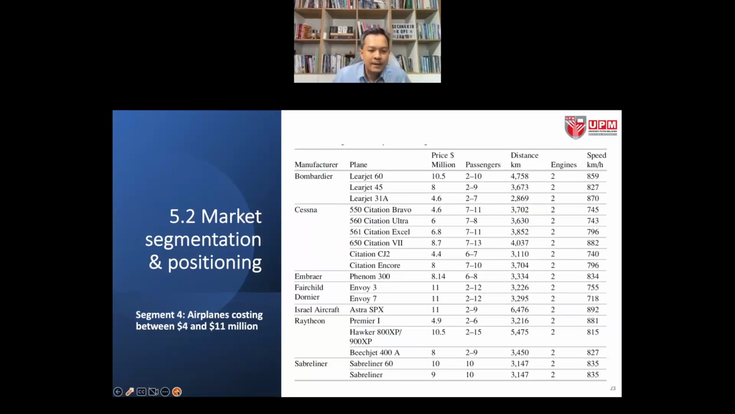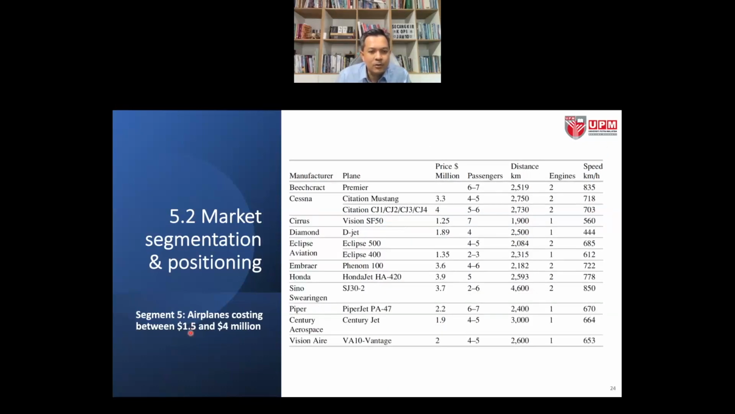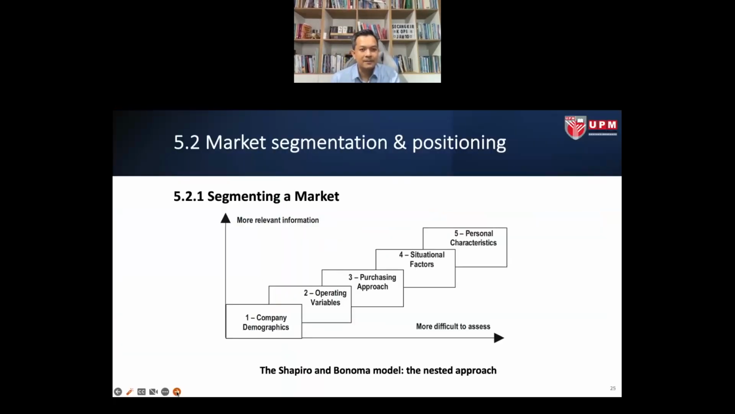All right. And then we have segment 4, airplanes that cost around 4 to 11 million. Okay, so you can see more smaller aircraft, right? And finally, airplanes that cost 1.5 million to 4 million, like Cirrus, Diamond, normally being used for experimental aircraft or trainer aircraft. So short haul aircraft. So different segments of the aircraft or airplane are required because of the customer needs, right?